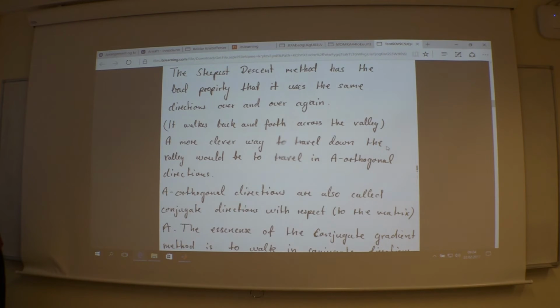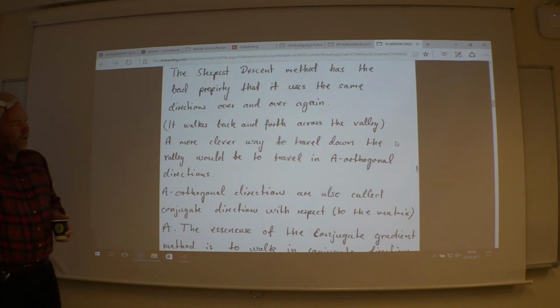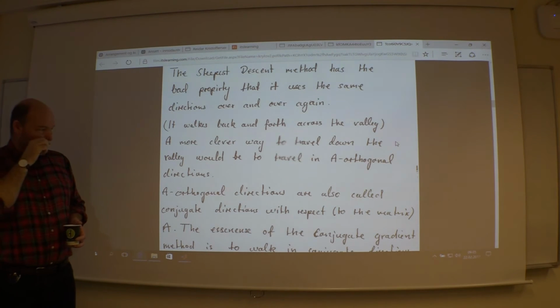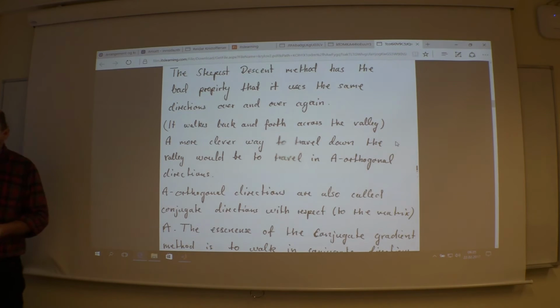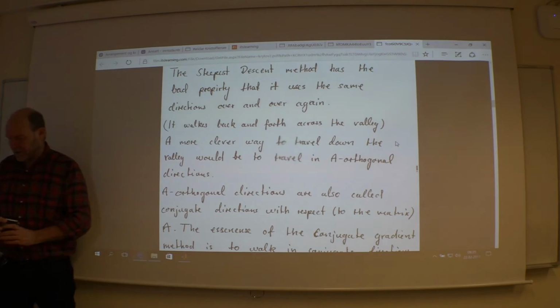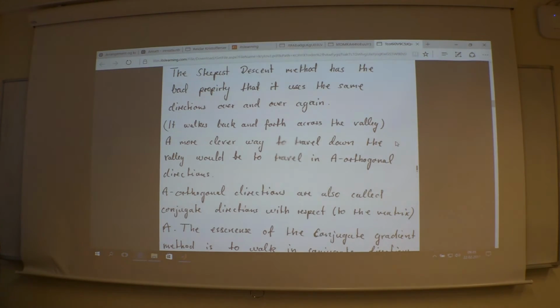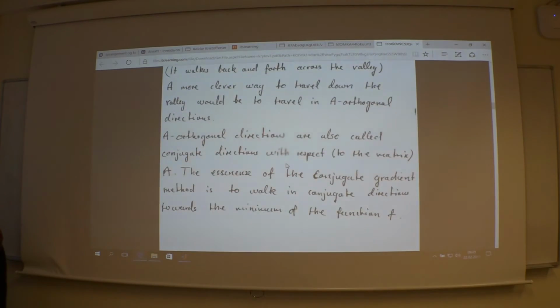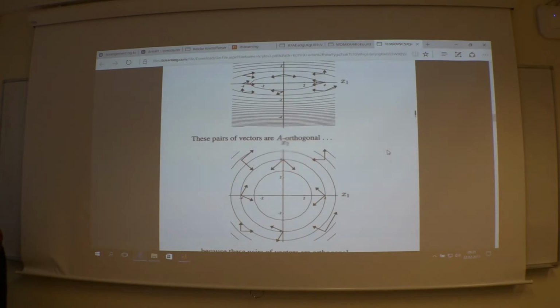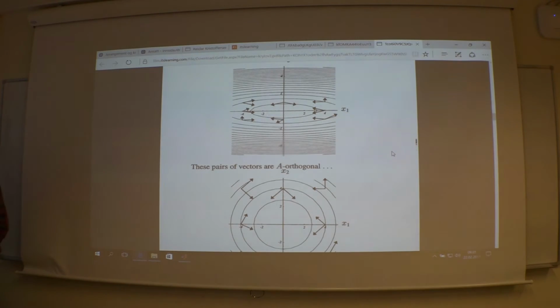So what's bad so far? Steepest descent, using the same directions over and over and over again. So it takes forever actually to find a solution. So instead of just walking straight down, we are now talking orthogonal directions, which is sort of a math concept. We have the definition for it later.